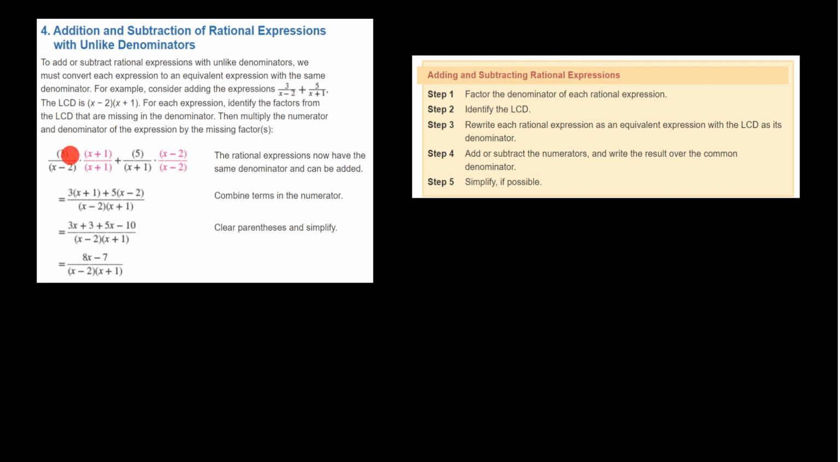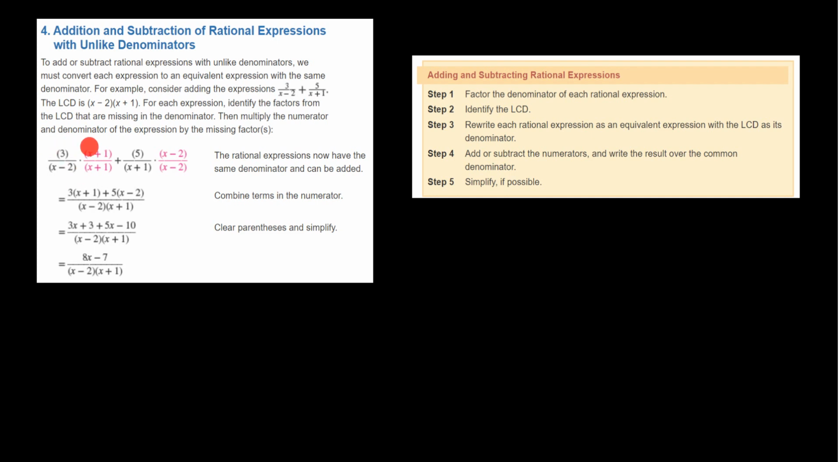We have 3 over x minus 2 and then 5 over x plus 1. What is the least common denominator of x minus 2 and x plus 1? It's simply x minus 2 times x plus 1. So I need to multiply this fraction by x plus 1 over x plus 1, because that's equal to 1, so I'm not changing the value of the fraction. I choose x plus 1 over x plus 1 because I need to multiply the denominator by x plus 1. I don't care what I multiply the numerator by.